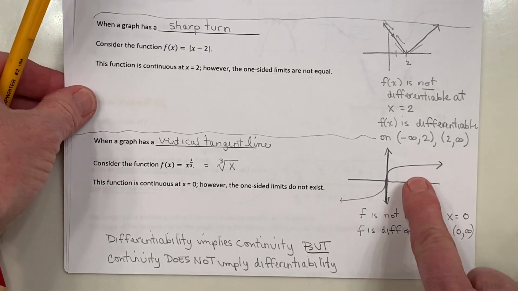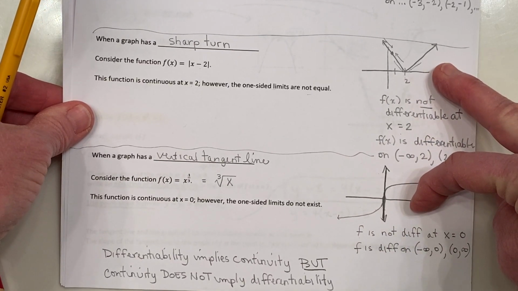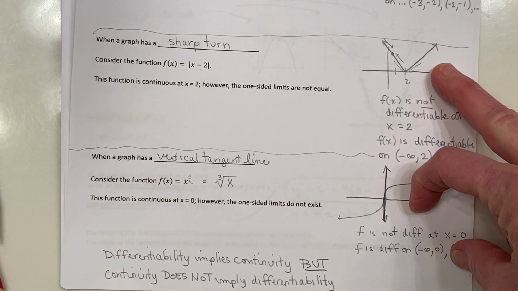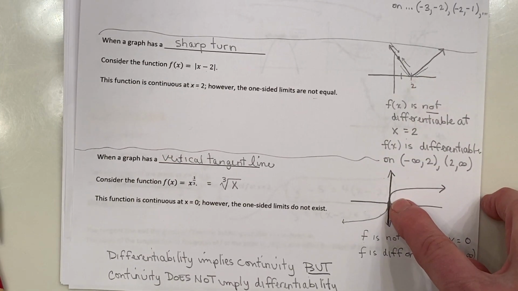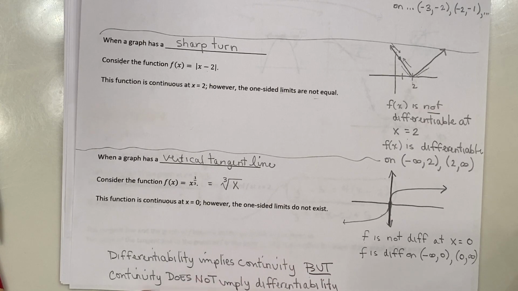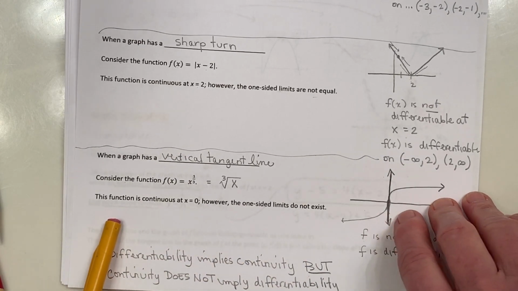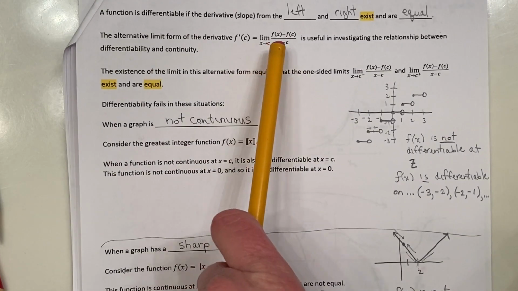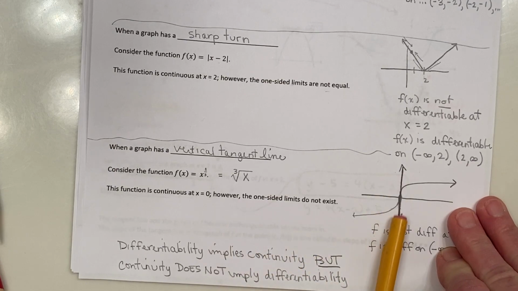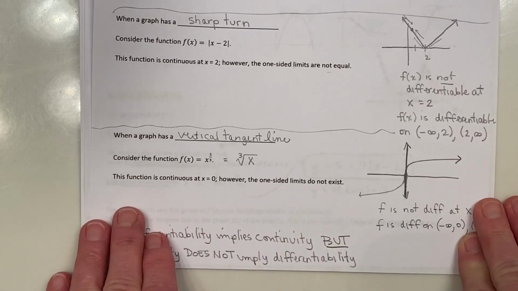Meaning if I know a function is continuous, consider these last two examples. These two functions are continuous, but are they differentiable at all x values of their domain? Nope, not at the sharp turn and at the vertical tangent line. So keep in mind that differentiability does imply continuity, but continuity does not imply that the graph is differentiable. And this space right here is also provided for me to show, using the alternative limit form of the derivative, that the slope at this tangent line went to infinity, which does not exist, and that's why we're failing differentiability.